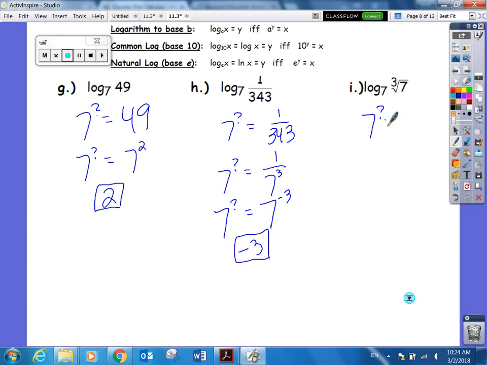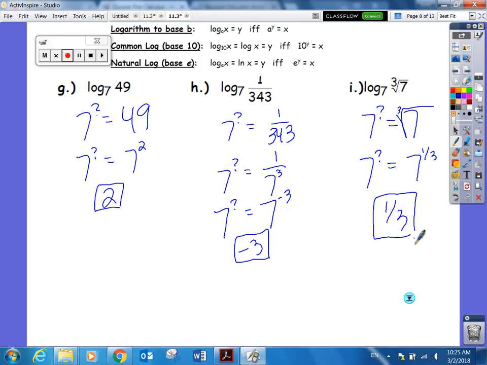7 to the what equals the cube root of 7. Hey, we have an exponent and here we have a radical. So now we have to use that property from day 1, going from exponential to radical, so 7 to the power over root. So there your answer is 1/3.